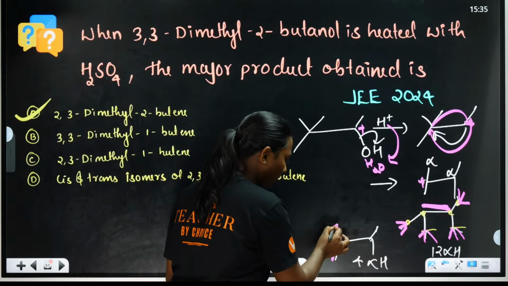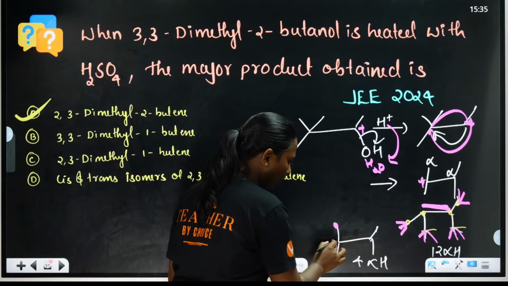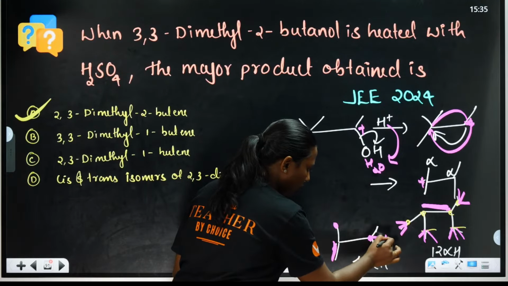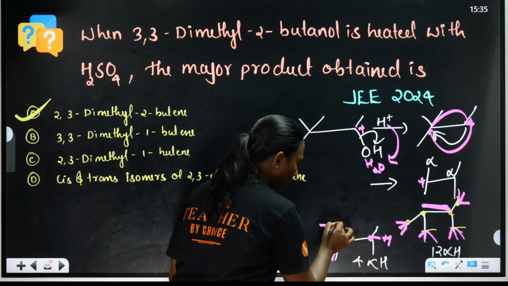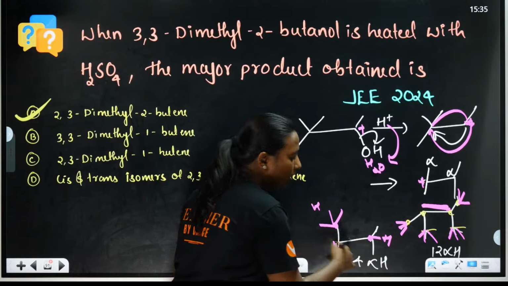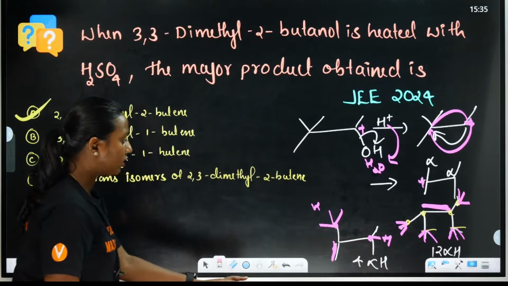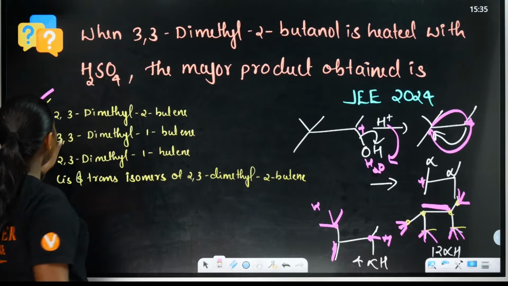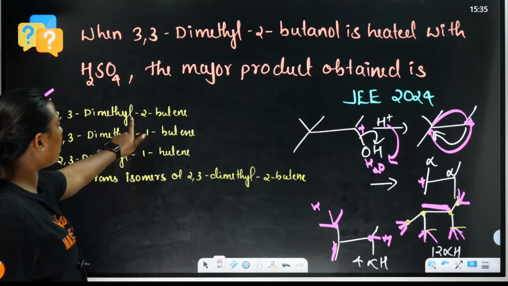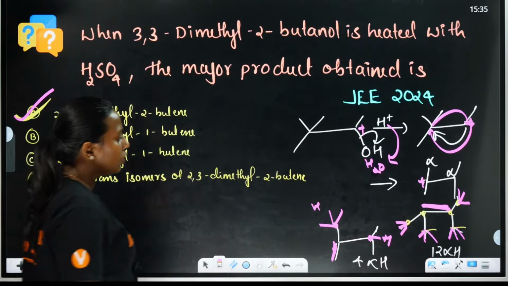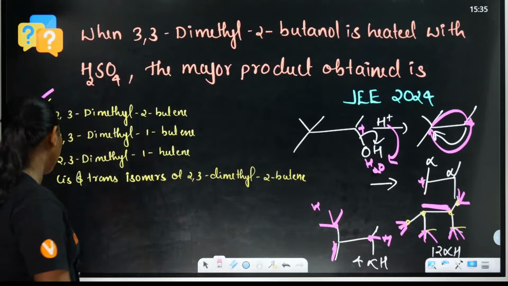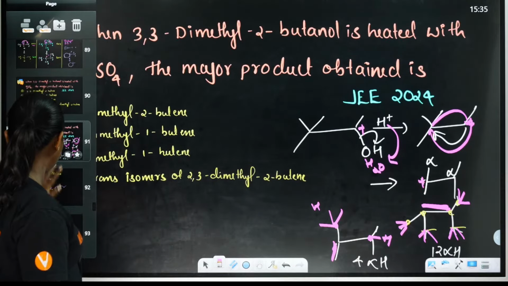This is the alpha carbon, and when you consider this one also as an alpha carbon, one alpha hydrogen comes here, and here 3 come. So in total 4 alpha hydrogens. So the correct answer is this only, 2,3-dimethyl 2-butene. This is the correct answer because 12 alpha hydrogens are there. So that is the correct answer only.